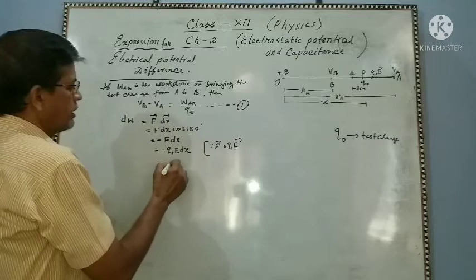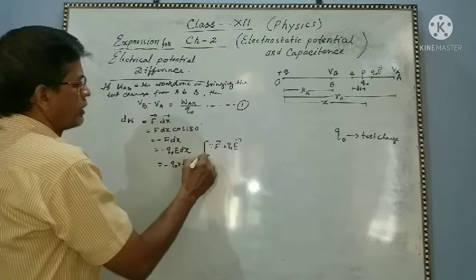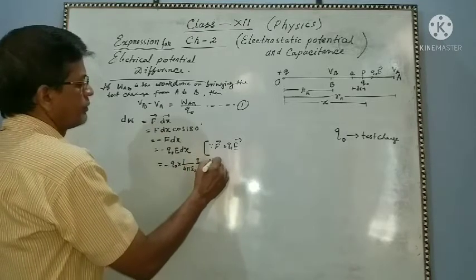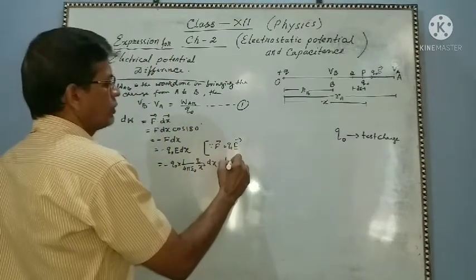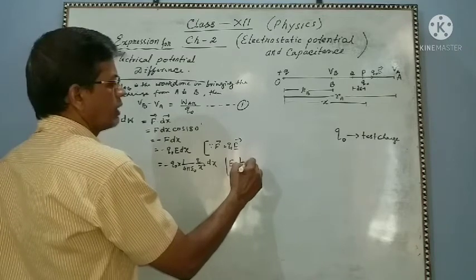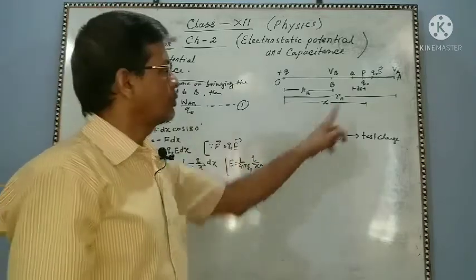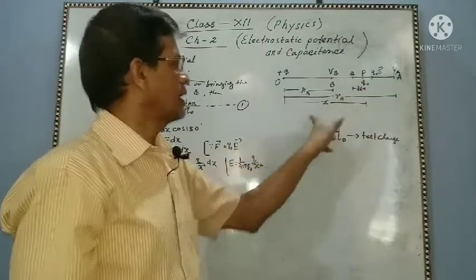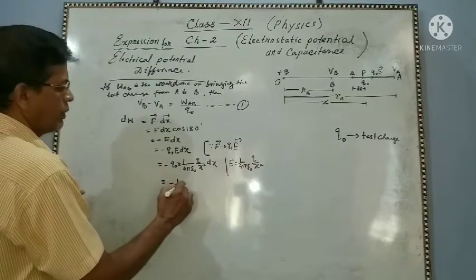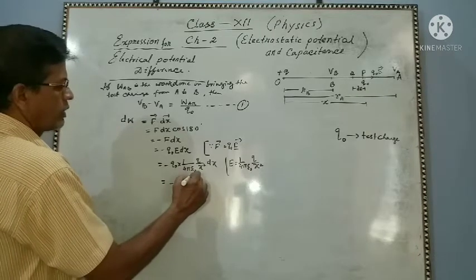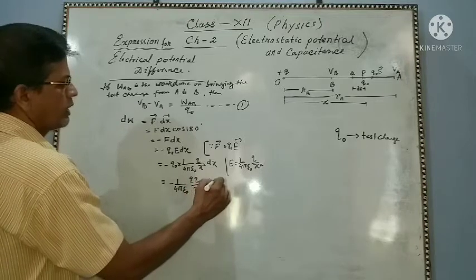Now what is E? The electric field at point P, whose distance is x, is E equal to 1 by 4 pi epsilon naught Q by x square. So it becomes minus 1 by 4 pi epsilon naught Q naught by x square dx.